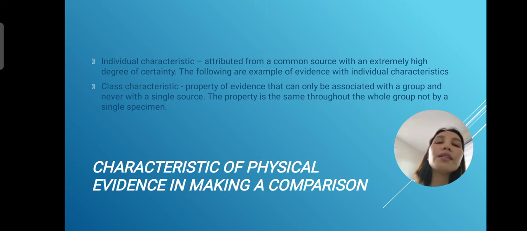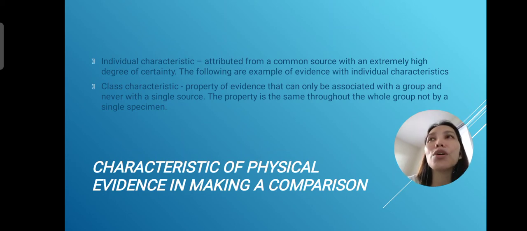So, these are the characteristics of a physical evidence in making a comparison. So, sa comparison examination to, meron tayong tinatawag na individual characteristics. These are attributed from a common source with an extremely high degree of certainty. So, next is class characteristics, the property of evidence that can only be associated with a group and never with a single source. The property is the same throughout the whole group, not by a single specimen.